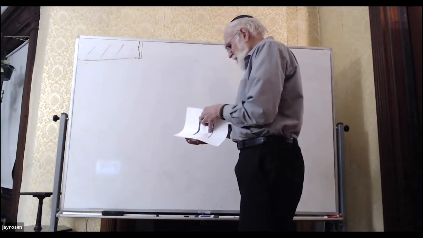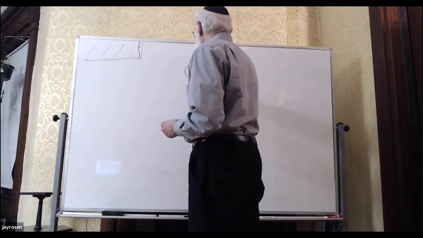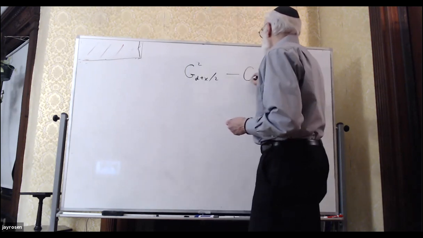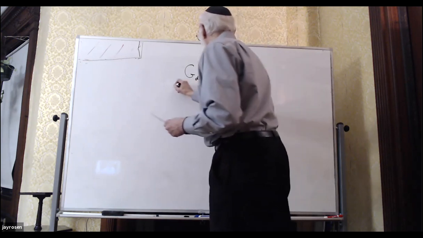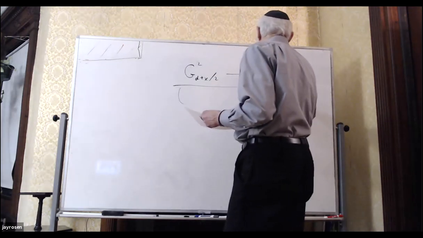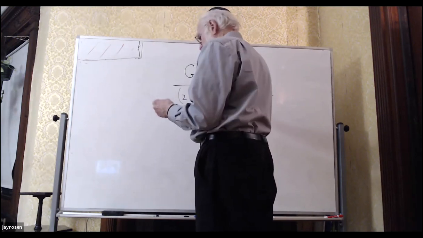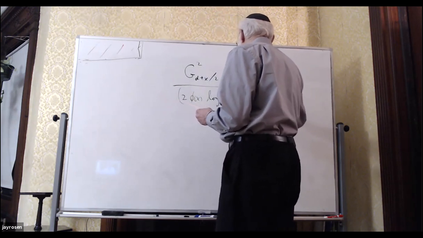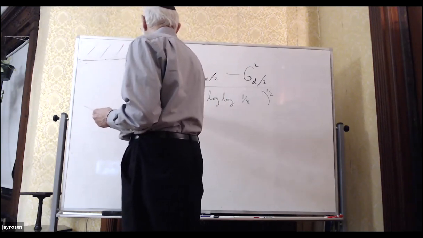So we want to look at G at d plus x squared, always divided by 2, minus G at d squared, divided by 2, over the square root of 2 phi of x log 1 over x, and I'm looking at the limit as x goes down to 0.